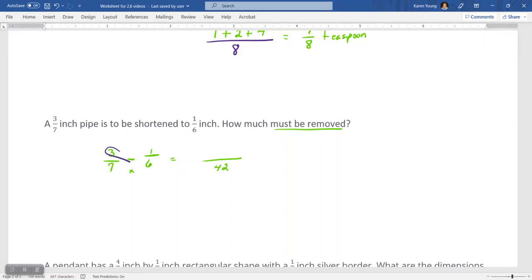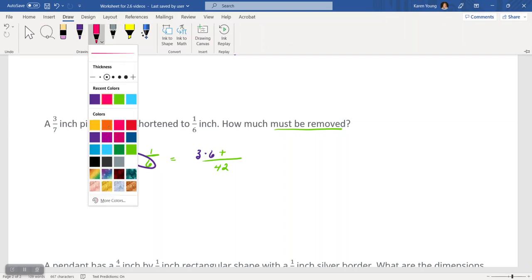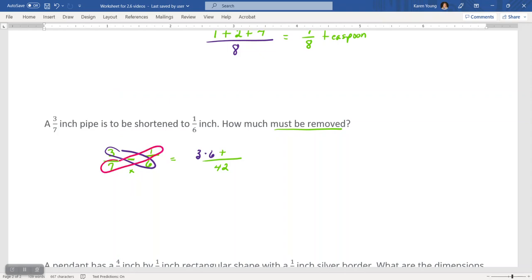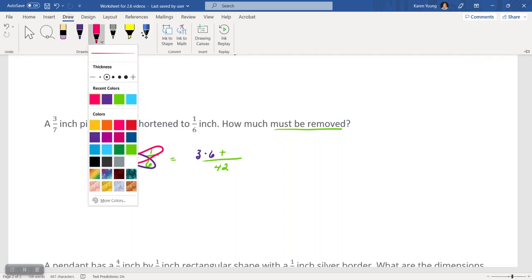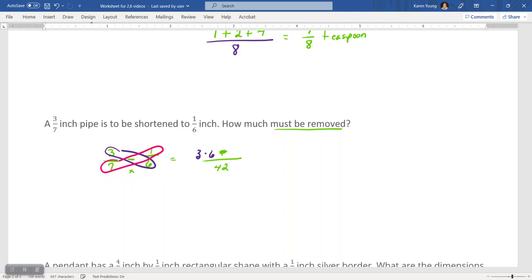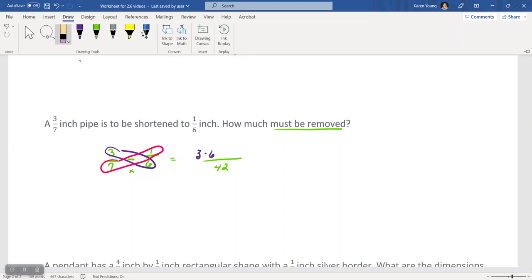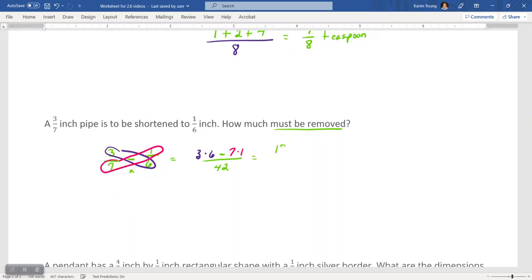So I'm going to multiply the top left times the bottom right. So I'm going to have 3 times 6, plus, and then my bottom left times the top right. So 7 times 1, actually it should be minus, not plus. So that should be minus. Let me erase that. So minus. That's what happens when you don't pay attention to what you're doing. 7 times 1. So then I'm just going to do the math on this. 3 times 6 is 18, minus 7 times 1 is 7, still over the 42 for the denominator. 18 minus 7 is 11, so I'm going to cut off 11/42 of the pipe.